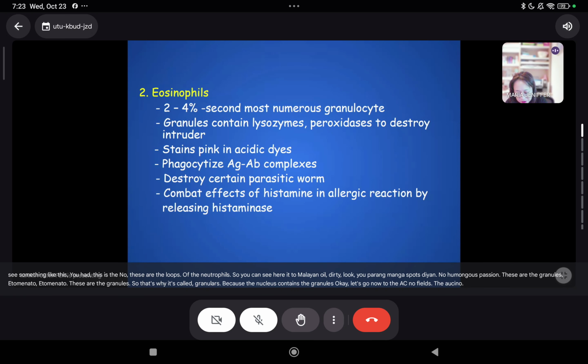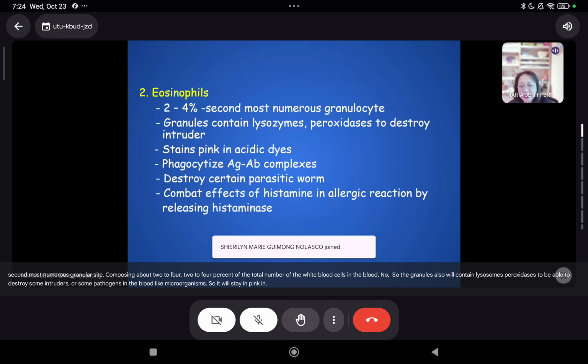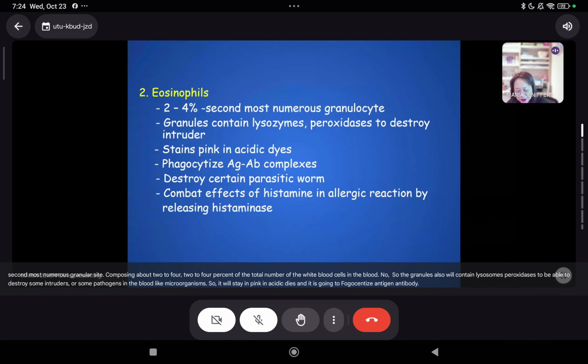The eosinophils are the second most numerous granulocyte, composing about 2 to 4% of the total number of white blood cells in the blood. The granules also contain lysozymes and peroxidases to be able to destroy some intruders or pathogens in the blood, like microorganisms. It will stain pink in acidic dyes, and it is going to phagocytize antigen-antibody complexes.